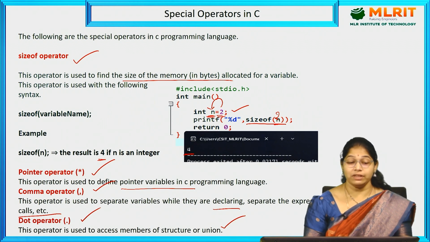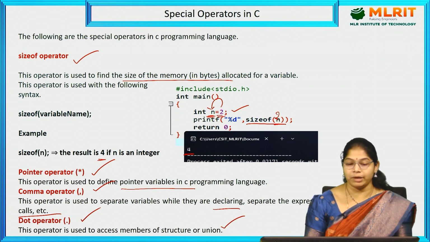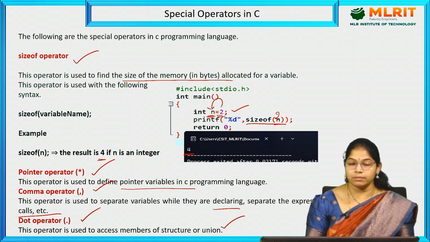In this session, we have learned about operators like arithmetic, relational, logical, conditional operator, bitwise operator, sizeof special operator, and in that sizeof, pointer operator, comma and dot operator. In the next session, we'll learn operator precedence and associativity, types of expressions.